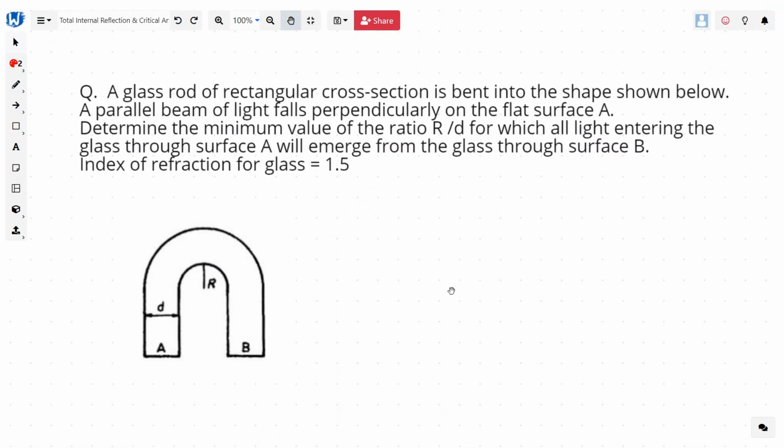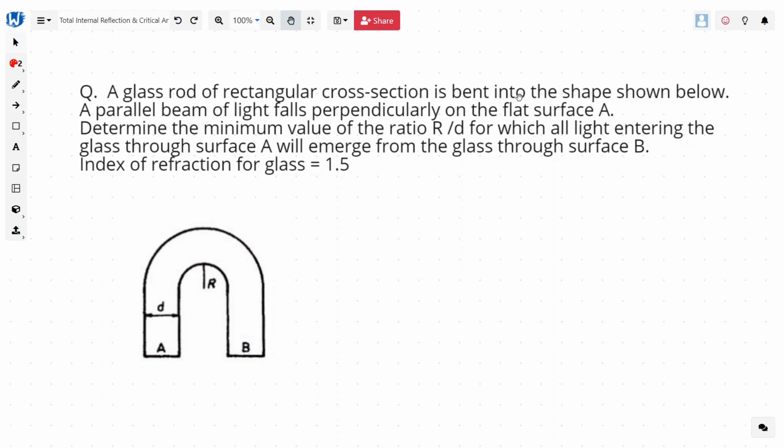Now, if you remember, I told you that we can always build light pipes, where we can send and transmit light from one point to another if the light is getting totally reflected inside the pipe. Now, this problem is something like that. So let's look at it.